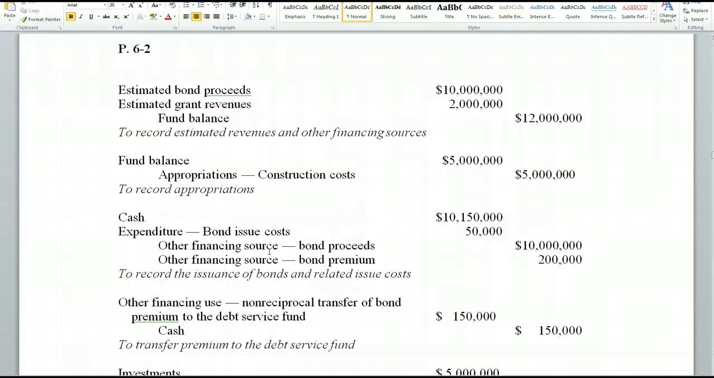Now again, it's important to note that because of the premium, we received more than what was the face value. We could have treated these as two separate entries, shown the cash coming in of $10,200,000, and then in a separate entry showing those bond issue cost expenditures. Either way, the ultimate result here is going to be the same.